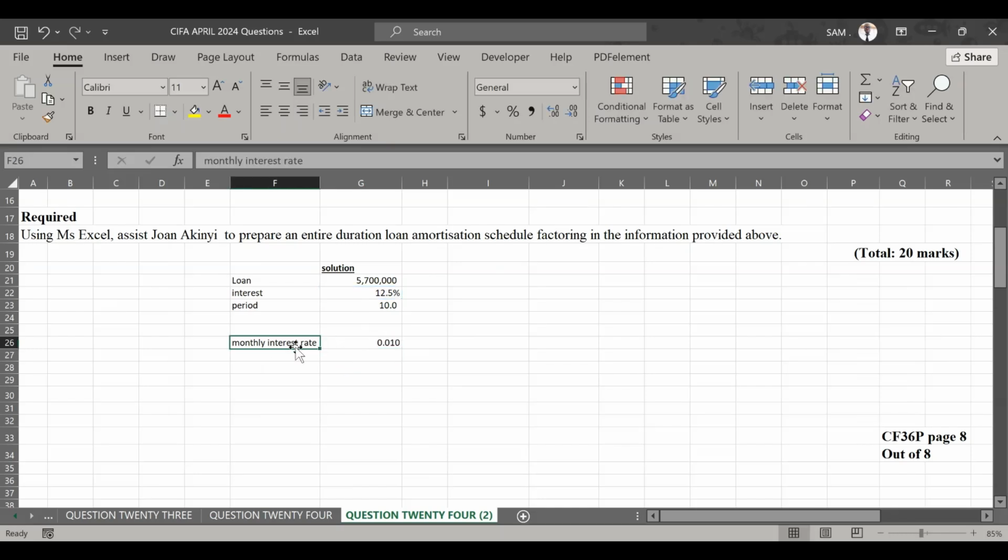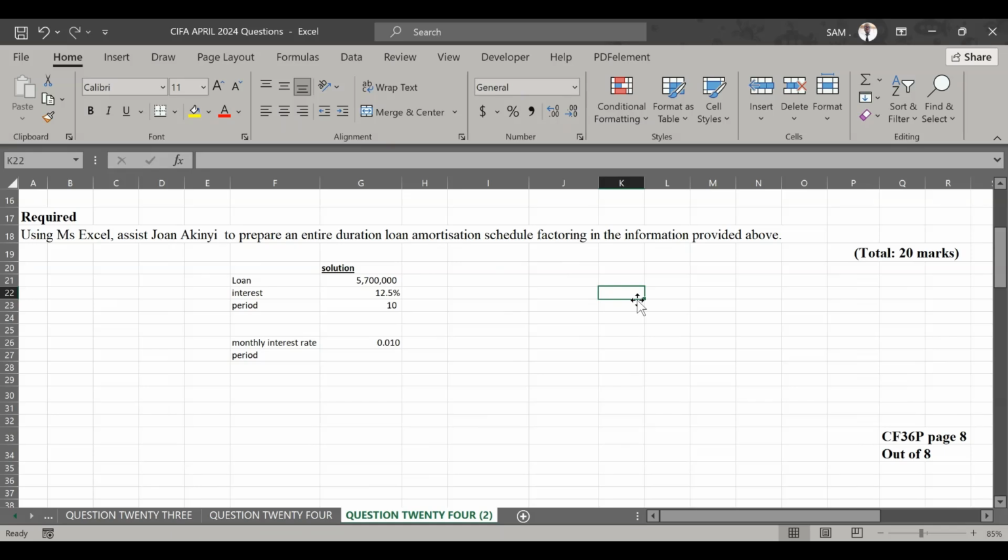Then after getting our monthly interest rate, we also check what is the period. We were given period in years. Remember, the examiner said the period of the loan is 10 years. But now, because we are working our figures in monthly fashion, we also have to ensure that the period is in months. We are working in like terms. You cannot work with monthly rate, but then the period remains in years.